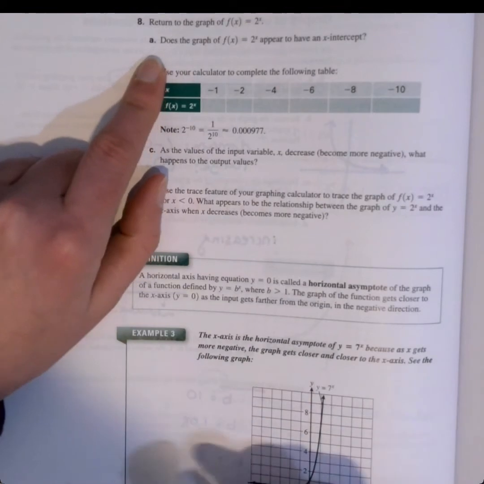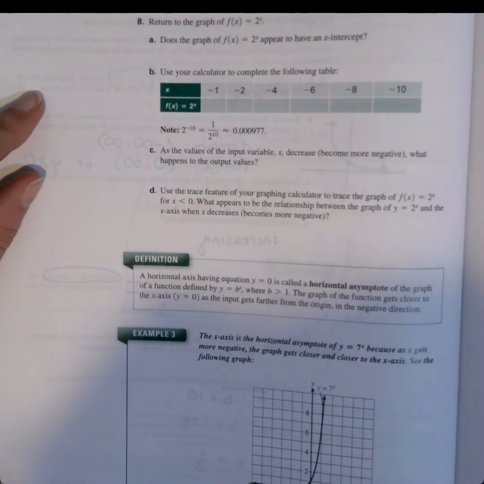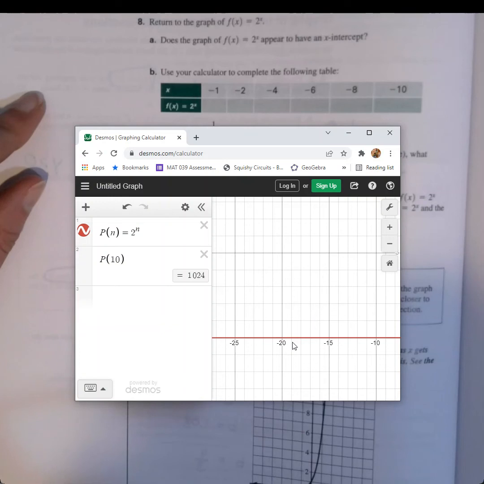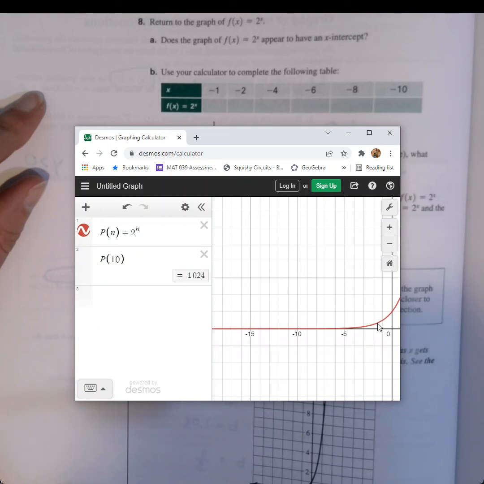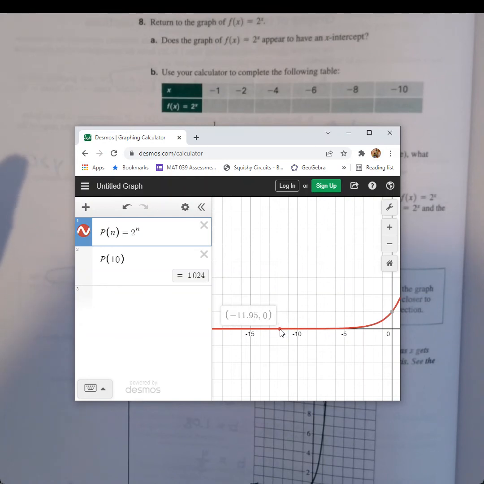Return to this graph. Does this graph appear to have an x-intercept? So does it ever appear to cross the x-axis? It should appear to not cross the x-axis. I'm going to drag on it for a second. Does the x value ever appear to get to 0? Right now it's 0.003, 0.002, 0.001, and then, oh, look, it says it's 0 when I'm dragging. It's not 0, though. It's just small enough that when it rounds it to 3 places, it rounds to 0.